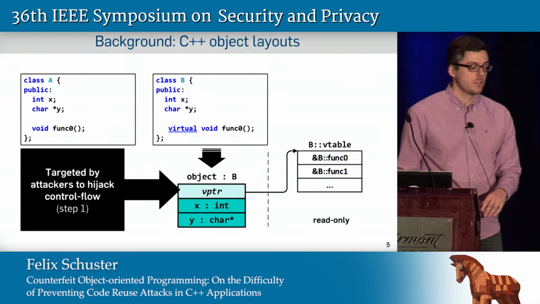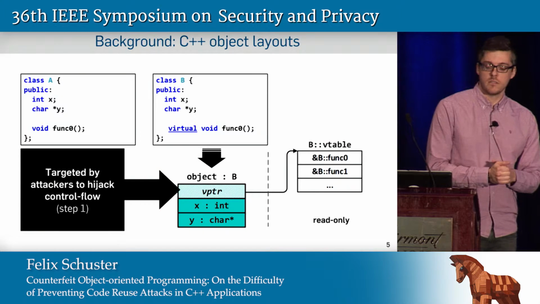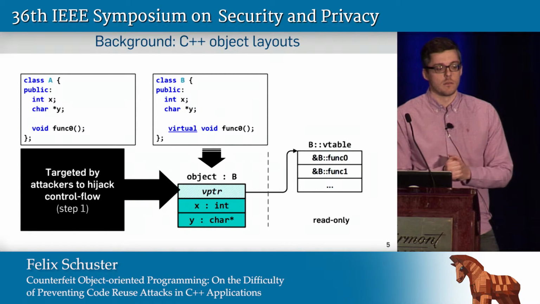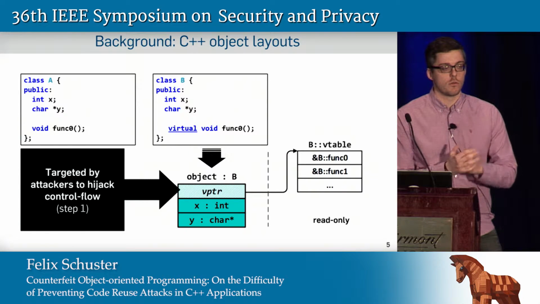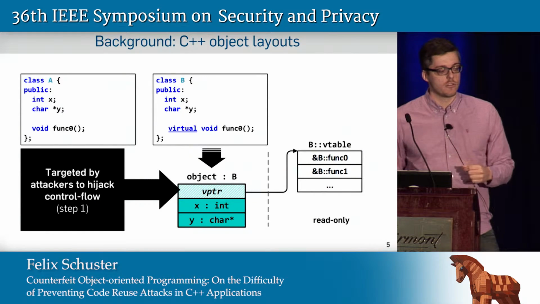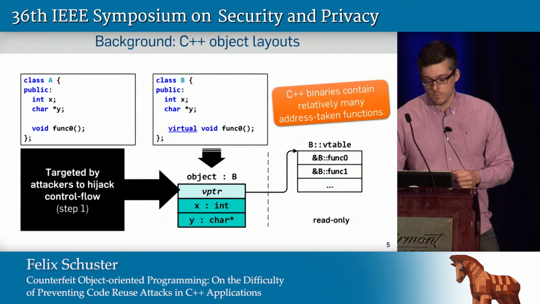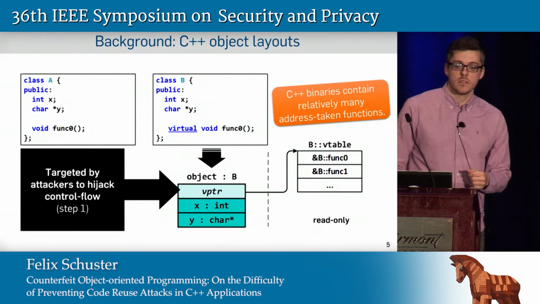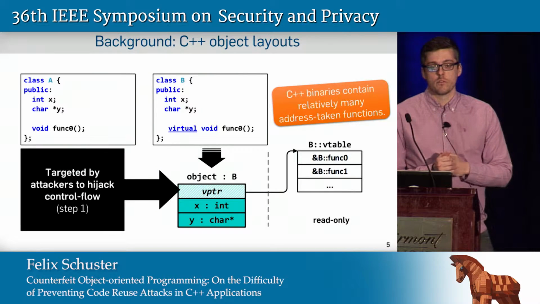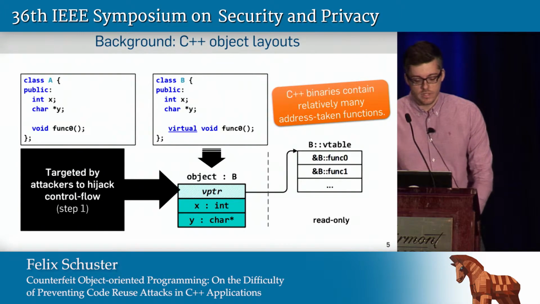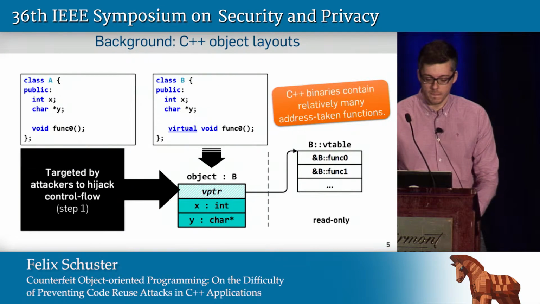So what attackers usually do when they attack C++ applications, they hijack this vptr in order to get control over the control flow and then to mount the actual code reuse attack. And this is also what we do. And please also keep in mind that because of these v-tables, there exist pointers to all virtual functions in the C++ application, and so there are many address-taking functions in the C++ application.